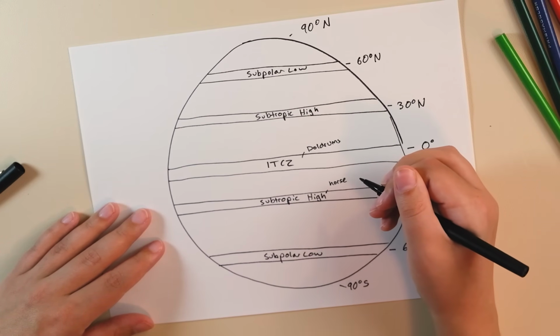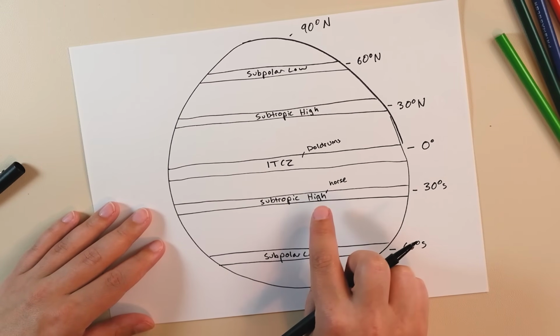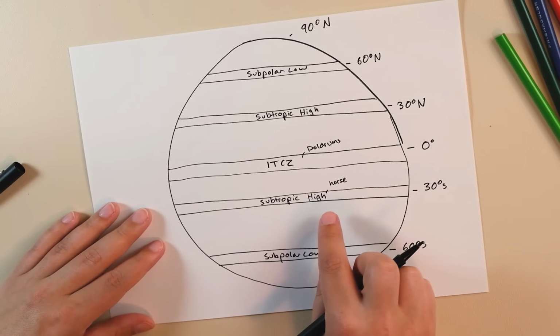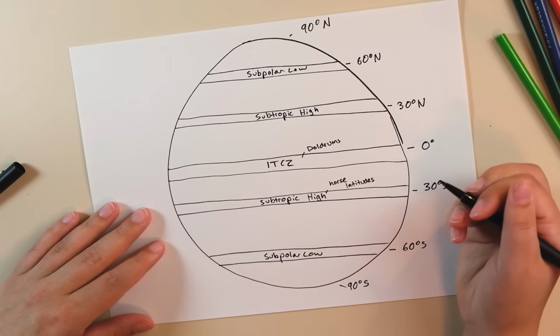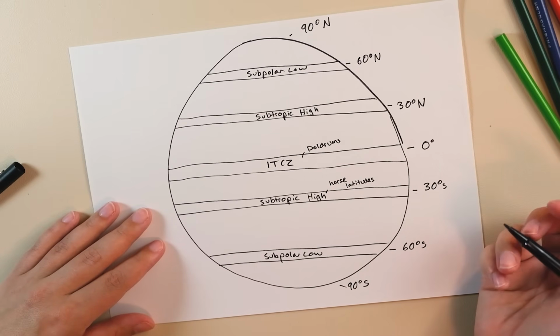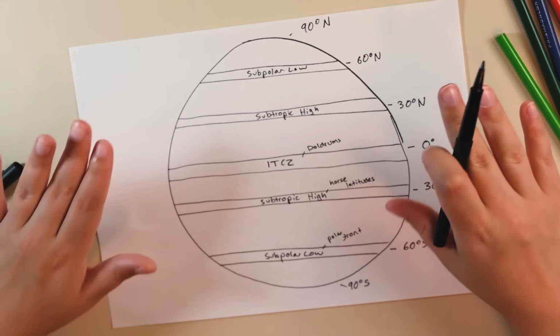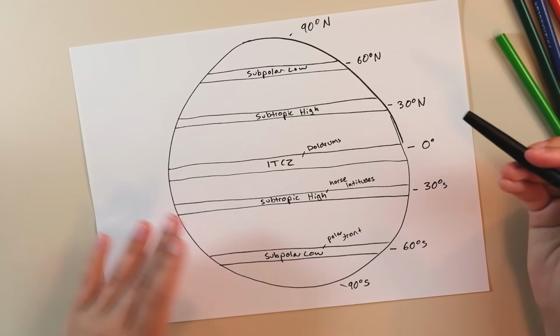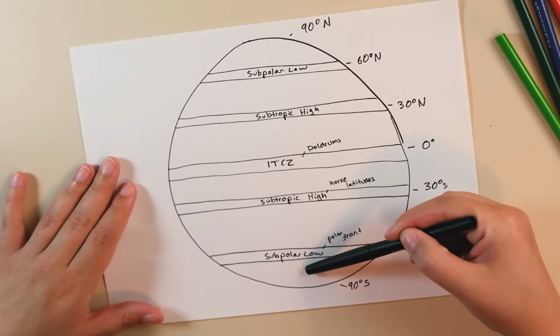There's a kind of sad story there about ships being stuck in this wind belt and not moving and having to toss the horses overboard. And then the winds at your subpolar low belts are sometimes called your polar front. In between these belts, you get 6 major circulation cells, so 1, 2, 3, 4, 5, 6.